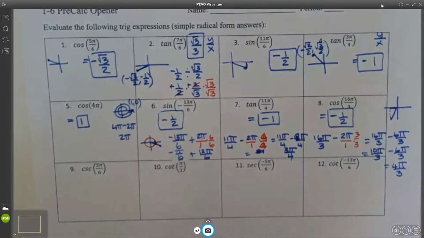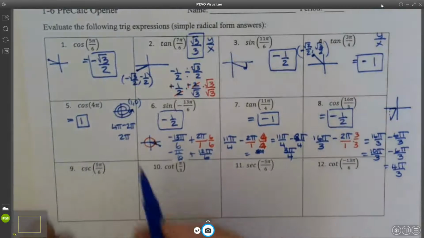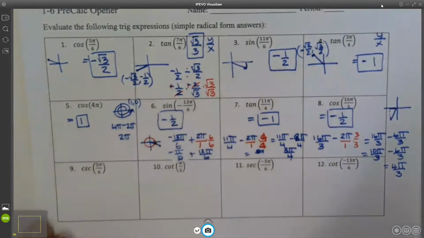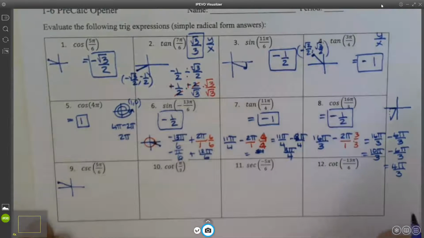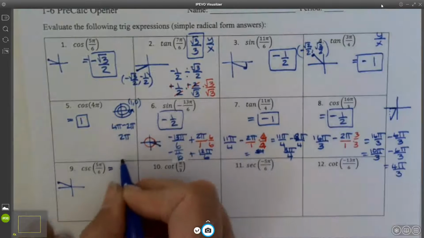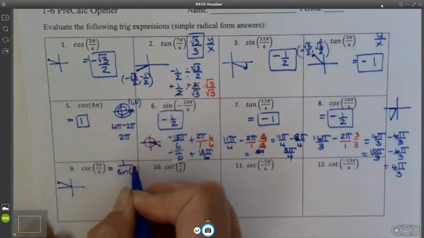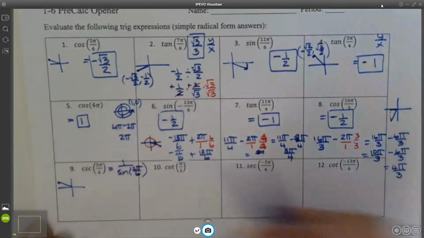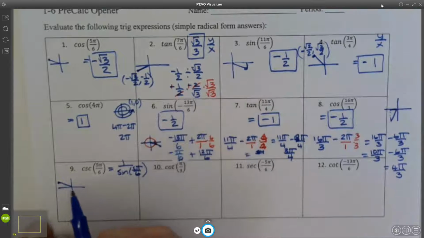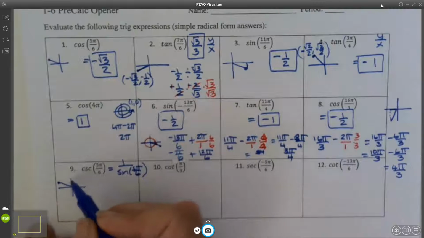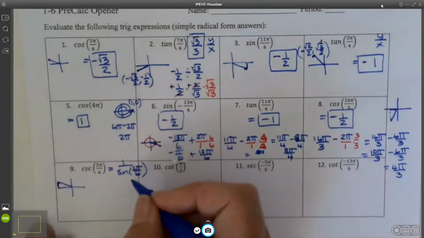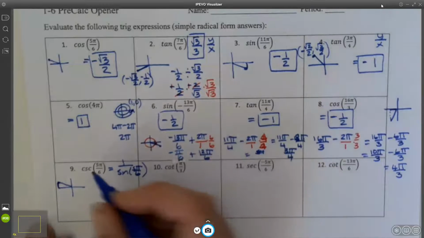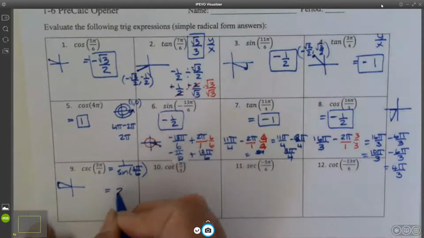The next group are our reciprocal functions. So we have cosecant of 5 pi over 6. So again, I'm going to just draw my little sketch here. 5 pi over 6 is right there. The cosecant is the reciprocal of the sine of 5 pi over 6. So I'm going to figure out what the sine of 5 pi over 6 is. It's positive in this quadrant here, and it's going to be equivalent to that short side. So the sine of 5 pi over 6 is 1 over 2. And so the cosecant is going to be the reciprocal of that, which would be 2.